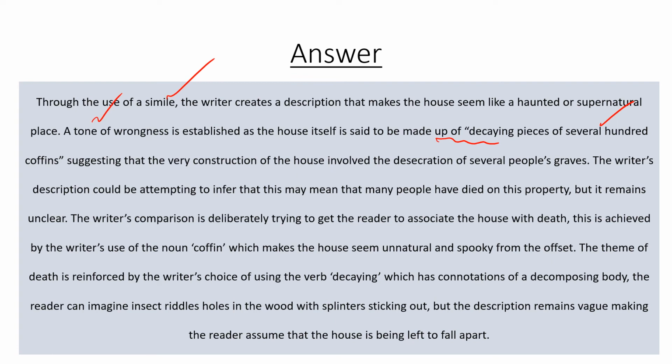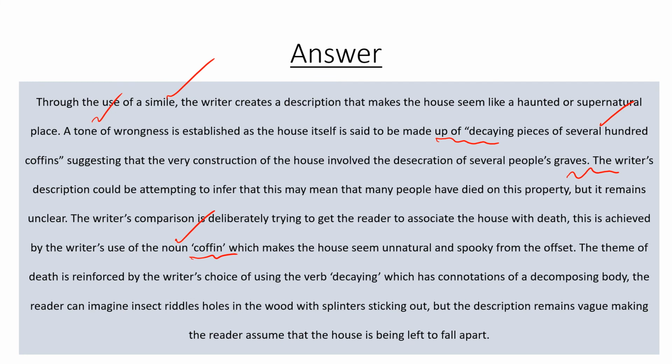See, I think here I should be talking about feeling, what the feeling is that's created and stuff like that, but the writer's description could be attempting to infer that this may mean that many people have died on this property, but it remains unclear. The writer's comparison is deliberately trying to get the reader to associate the house with death. This is achieved by the writer's use of the noun "coffin". So I'm using my technical language and I'm zooming in and I'm using my quote marks to show that I've taken it from the text, which makes the house seem unnatural and spooky from the offset.